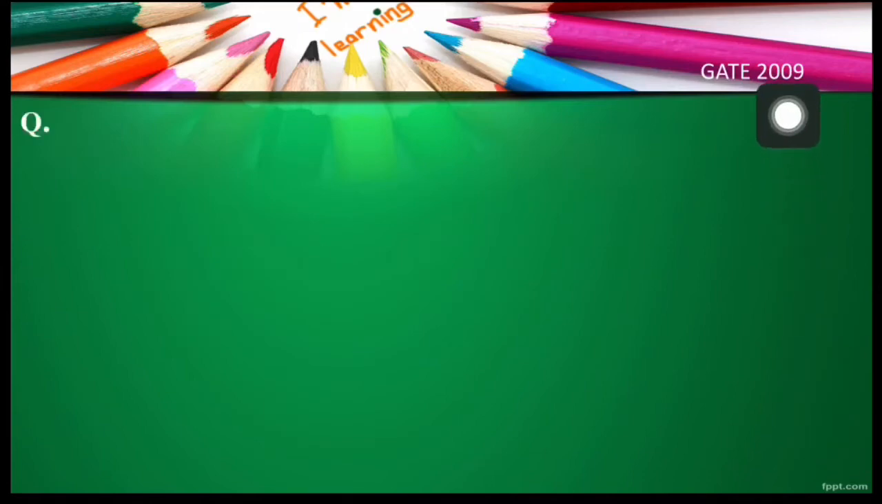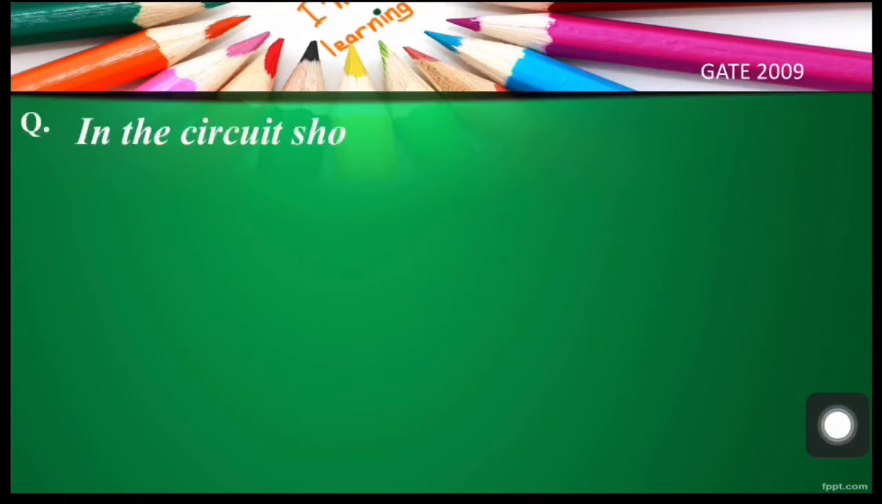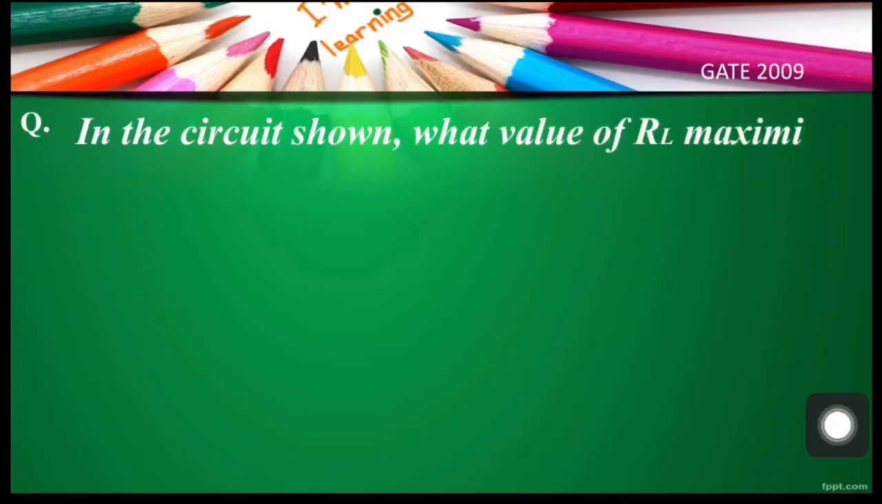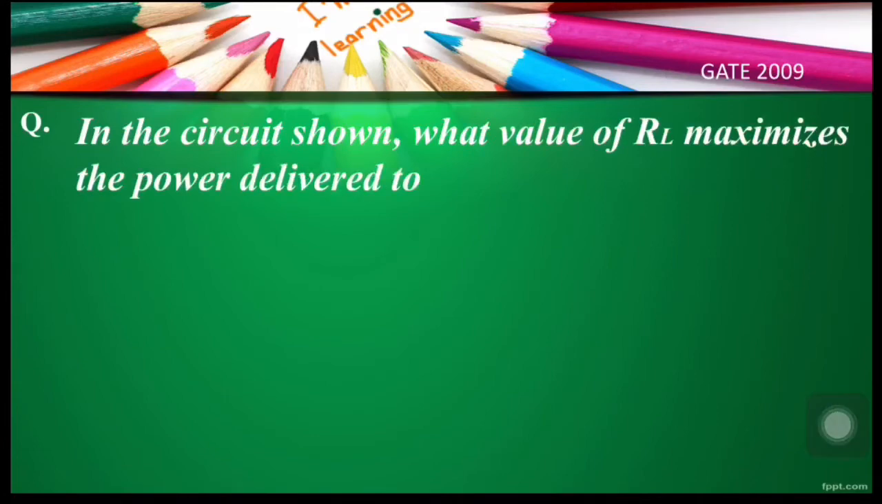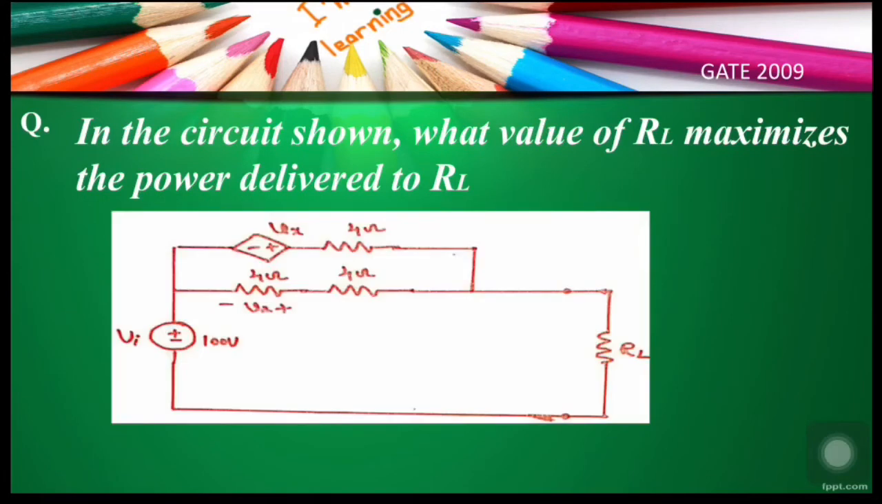Alright. Let me now take you to the next question. It's from GATE 2009. In the circuit shown, what value of RL maximizes the power delivered to RL? The circuit is given here. Now have a look at the four options given. Option A 2.4 ohm, option B 8 by 3 ohm, option C 4 ohm and option D 6 ohm.